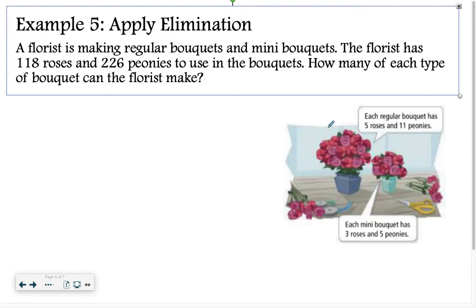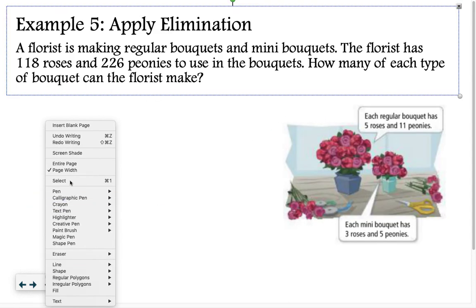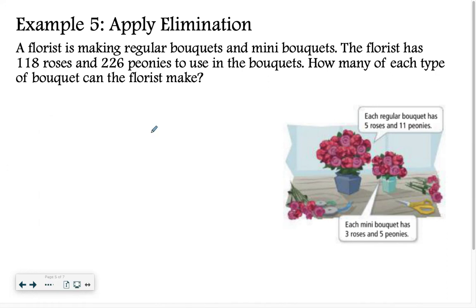So then let's move on to a word problem, because I know they're your favorite. We have a florist making regular bouquets and mini bouquets. The florist has 118 roses and 226 peonies to use in the bouquets. How many of each type of bouquet can the florist make? So I have 5 roses and 11 peonies makes our regular bouquet. And mini bouquet, we have 3 roses and 5 peonies.